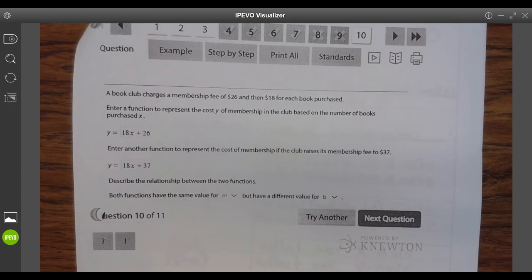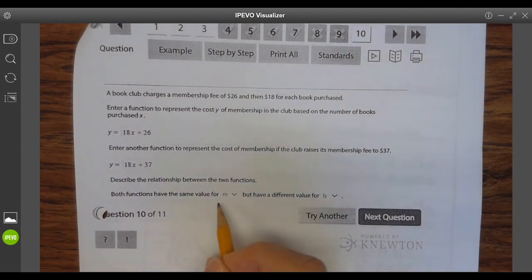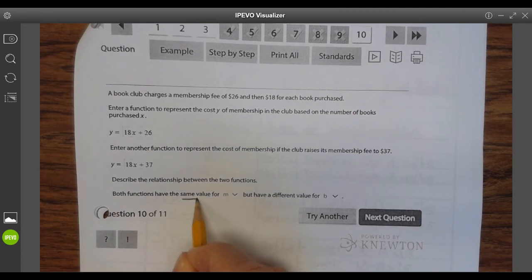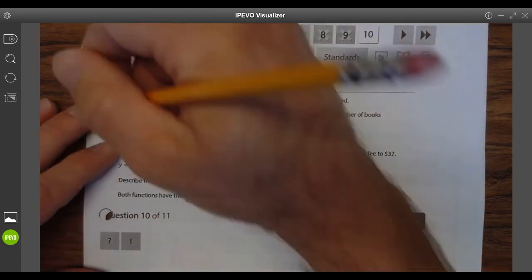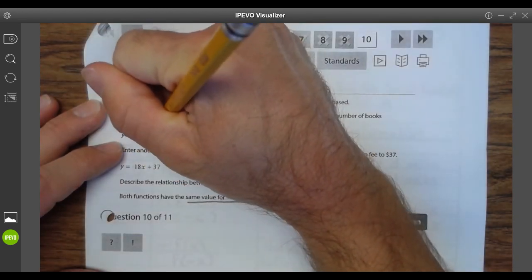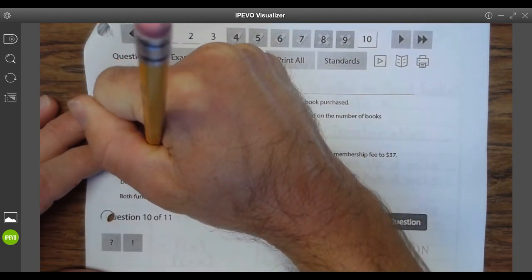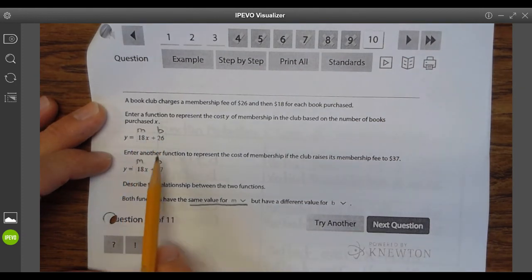Describe the relationship between the two functions. Both functions have the same value for m, but have different values for b. So this is the m value, this is the b value, this is the m value, this is the b value. So same m values, different b values.